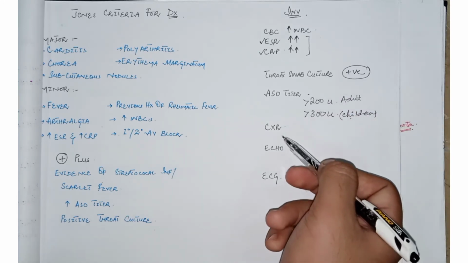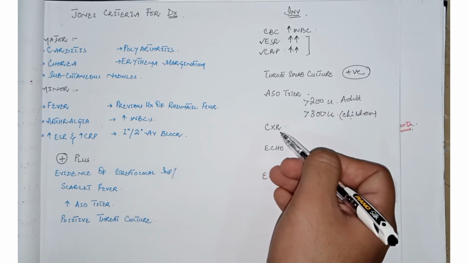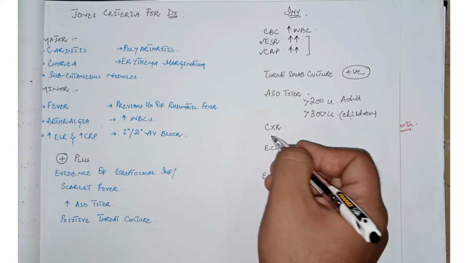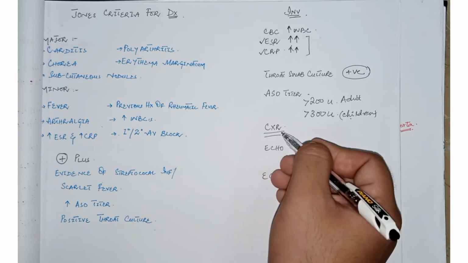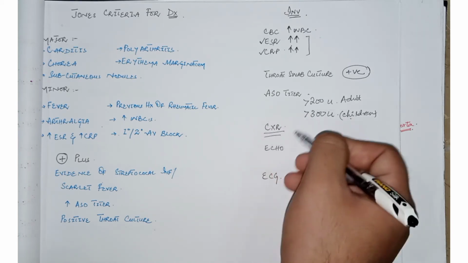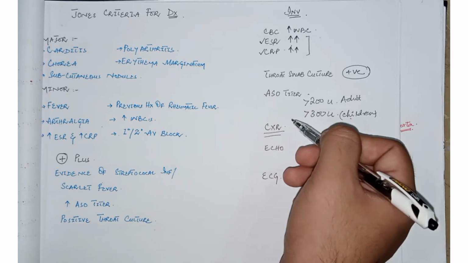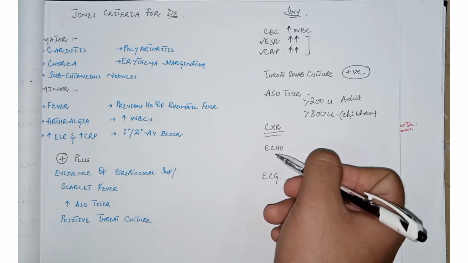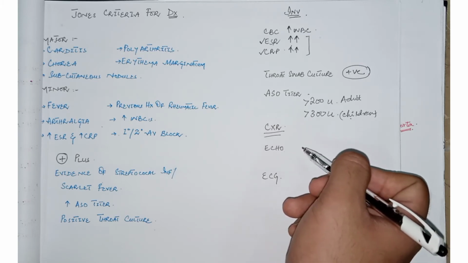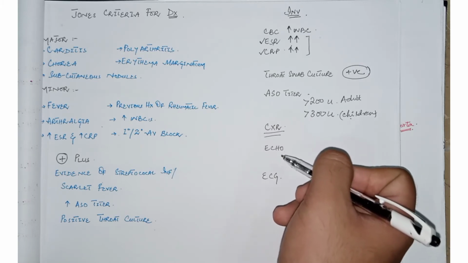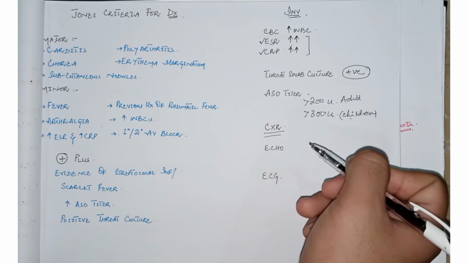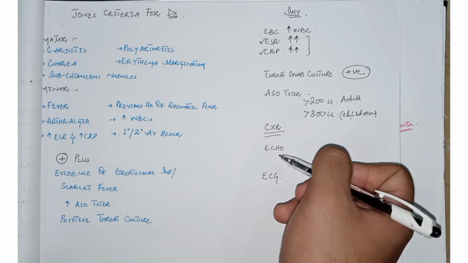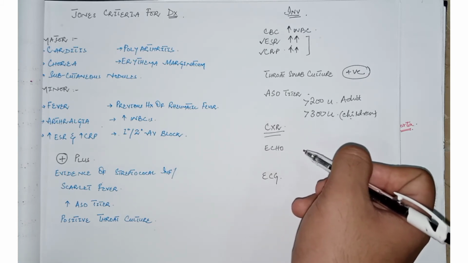The next important investigation is chest x-ray, which shows the features of heart failure like cardiomegaly and pulmonary congestion in severe cases of rheumatic fever. And the other investigations include echocardiogram, which shows mitral regurgitation in acute cases, and in chronic cases mitral stenosis and sometimes aortic regurgitation, and also shows cardiac dilatation.